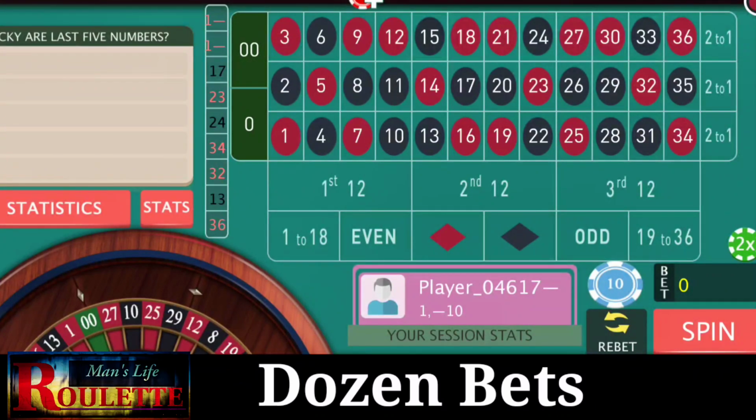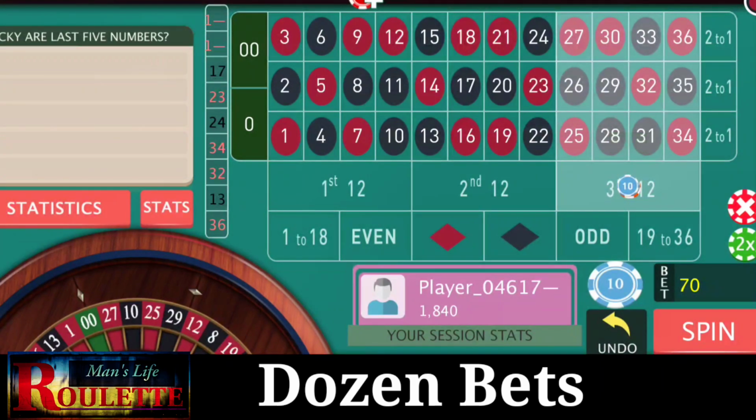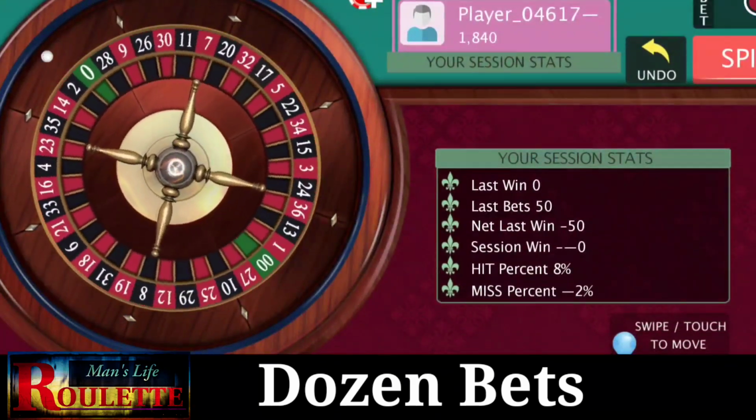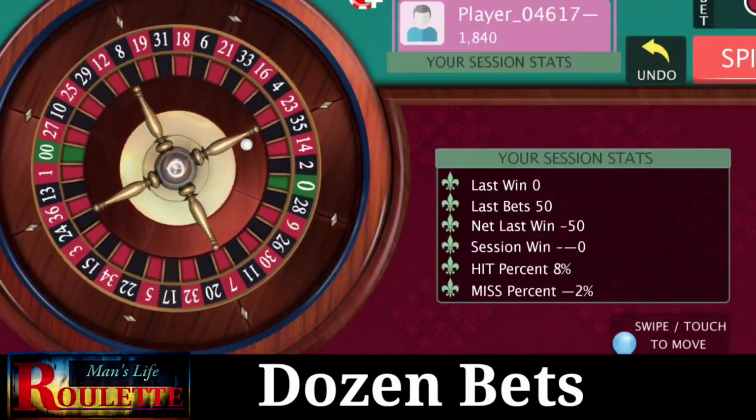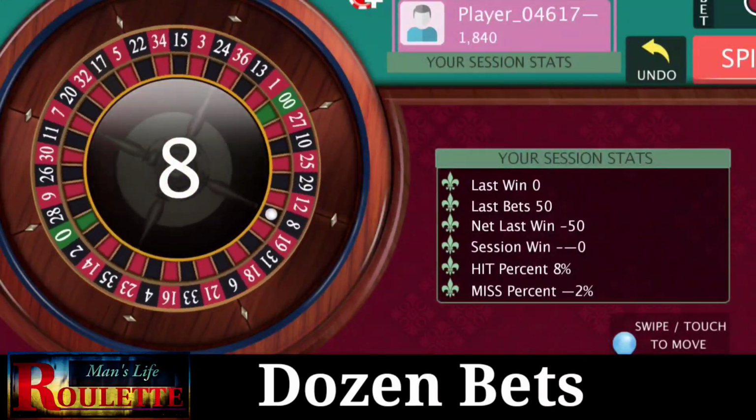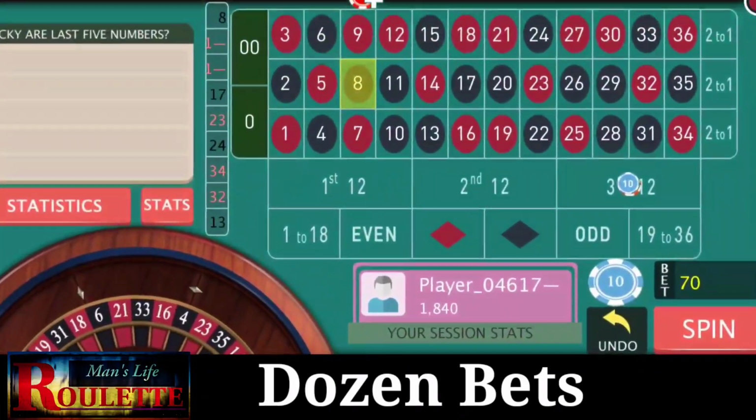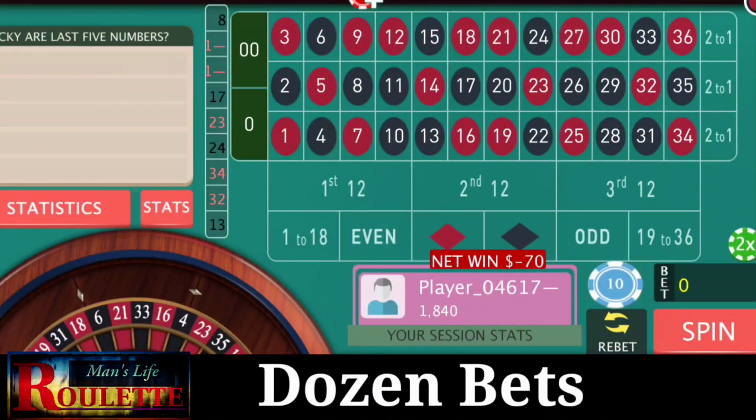Again 19 has appeared, so that was a loss. So repeat and add $20 more. Now it has become 70. If I lose here, it will become 90, but if I win here, then it will become 60. But as I told you, this time also I lose here, so it's time to repeat and increase by $20.